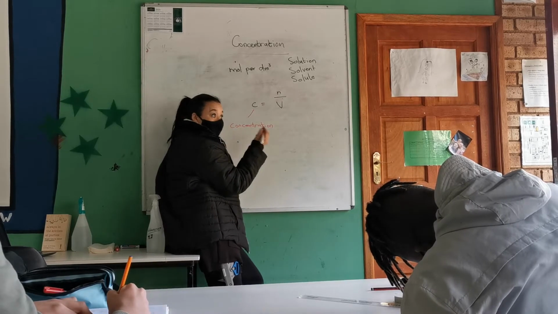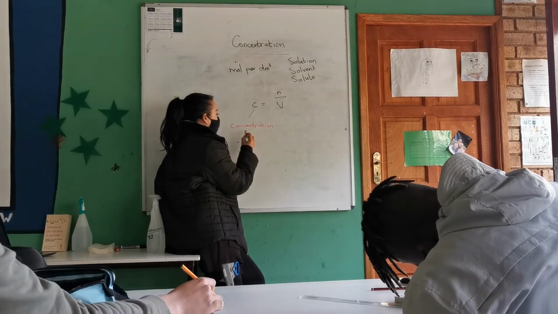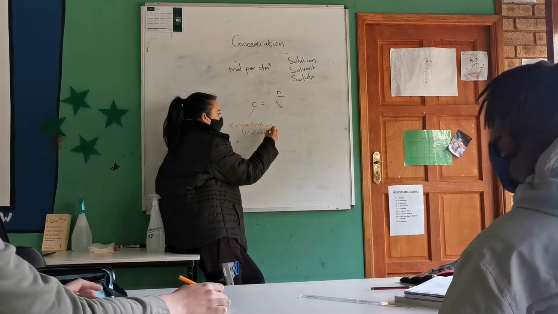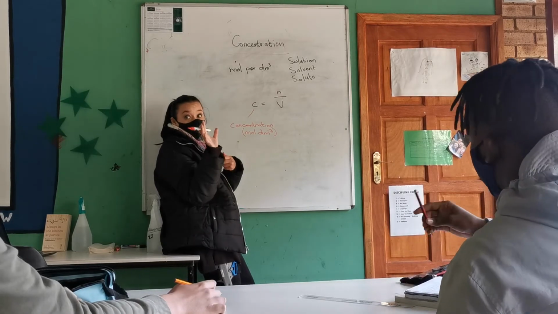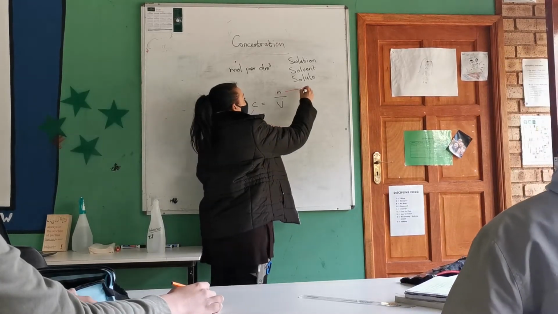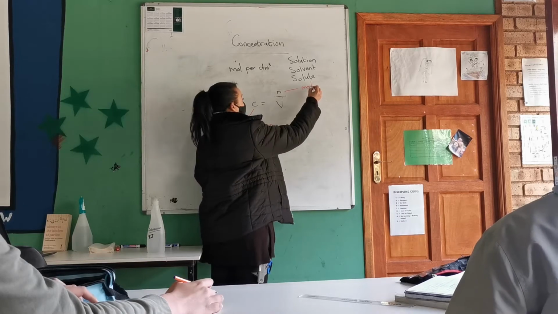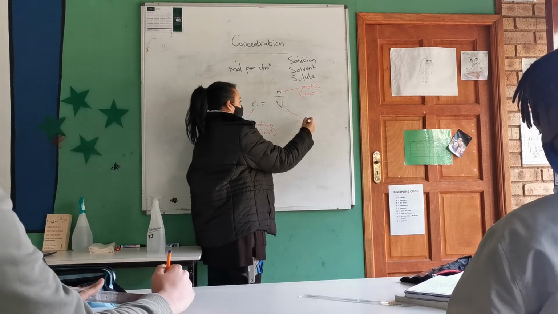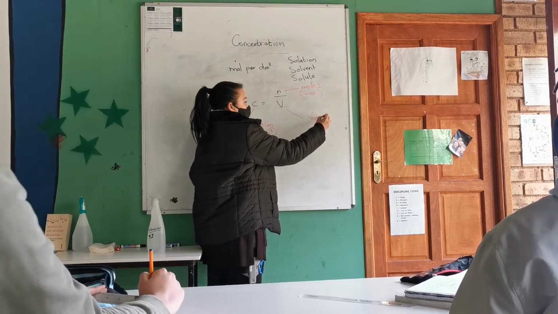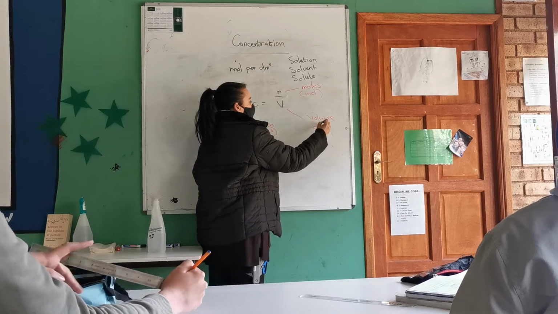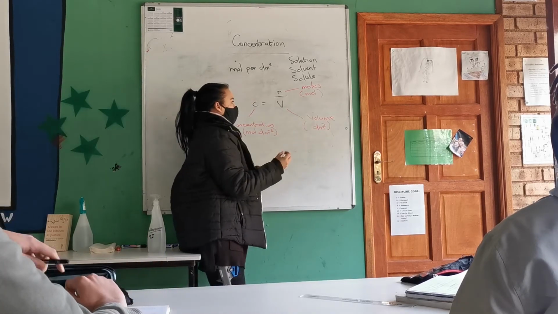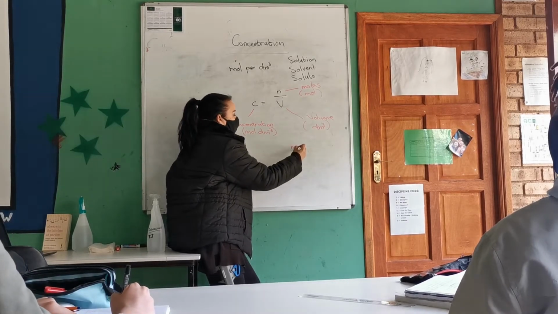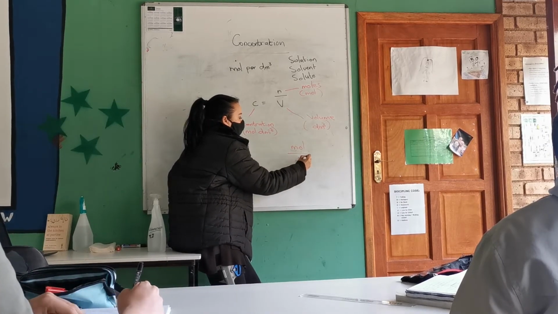Alright? Concentration is C. Concentration is measured in something called moles per decimeter cubed. Okay? I'll show you why in a second. Over here, n refers to moles. Obviously, moles are measured in that unit. And V is volume. And volume is measured in decimeters cubed. And that's why concentration is moles over decimeters cubed. So you'll see it's moles over decimeters cubed.